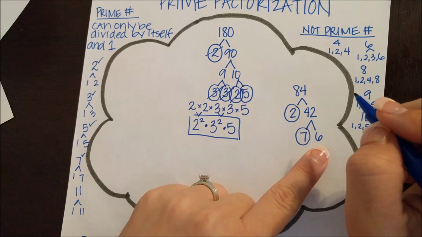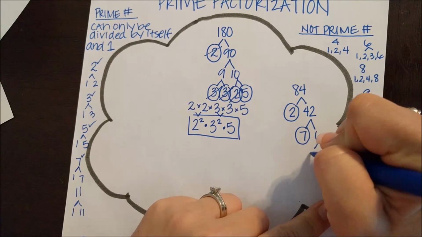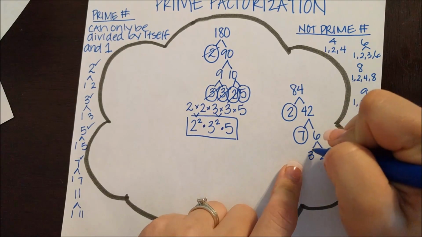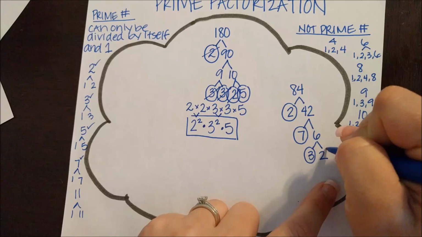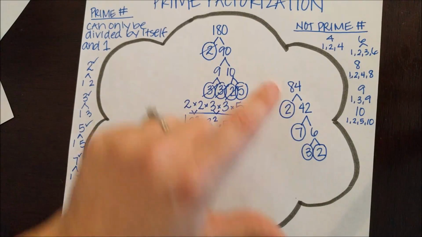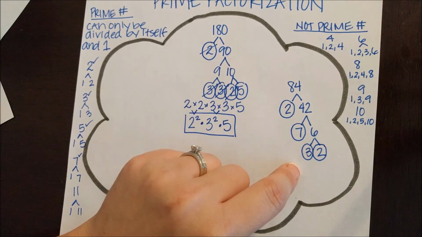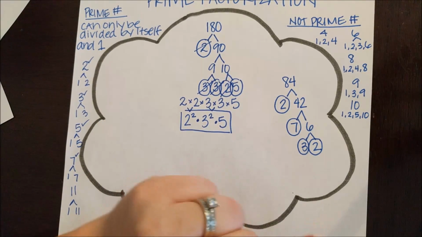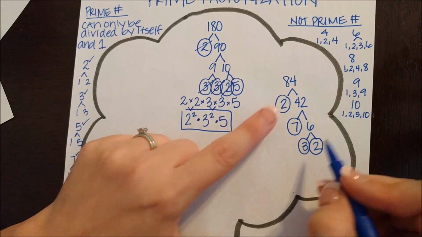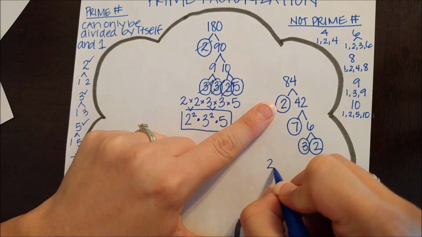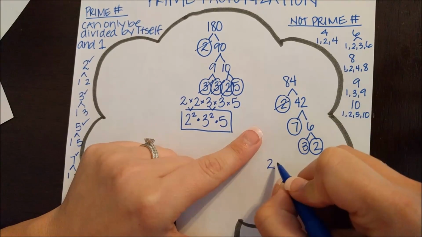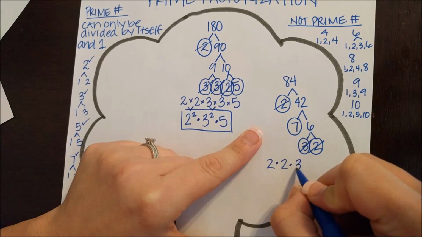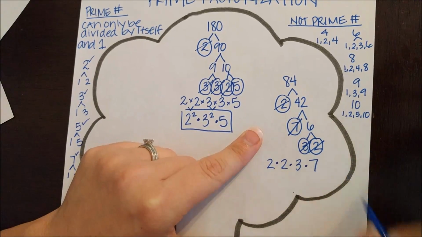What about 6? Nope. I can break that down into 3 and 2. Is 3 a prime number? Yep. And we know 2 is a prime number. So now that I've broken down all my branches into prime numbers, my bottom numbers are all circled. Okay, they're all prime numbers. I'm going to write my standard notation. Start with your smallest number. 2 times 2 times 3 times 7.